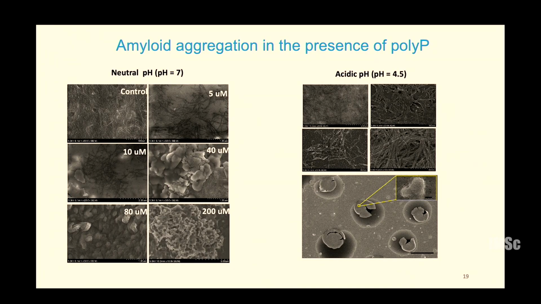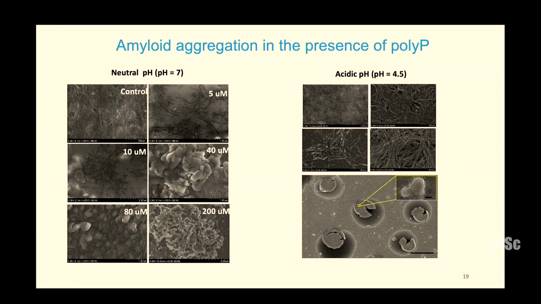So then we further looked into the aggregate formation. If you see at pH 7, you get this kind of fibrillar network. This is the normal case. But if you increase the concentration of polyphosphate, you don't get any fibrils anymore. You get a little amorphous aggregate, which is different from the fibrillar network that you see here.